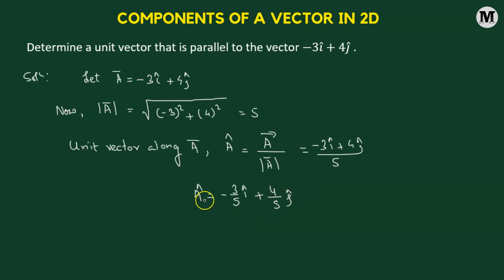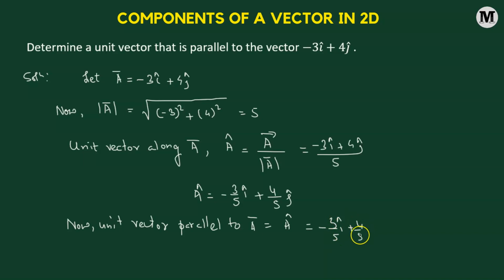So here we have the unit vector A cap, which is along the vector A. But we have been asked to find the unit vector that is parallel to the vector A. Now, the unit vector parallel to vector A is nothing but the unit vector itself, A cap. So this is simply going to be negative 3 over 5 i cap plus 4 over 5 j cap.